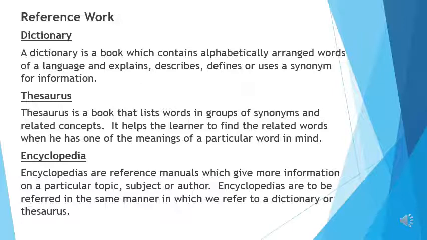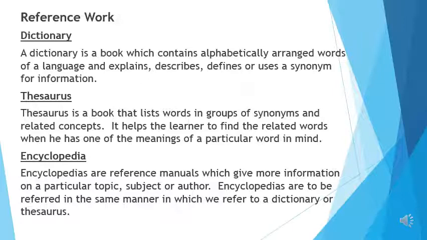There are a lot of reference materials, and the student should develop the skill known as reference skill. The various reference materials include dictionary, thesaurus, and encyclopedia. Okay, so we will see what is a dictionary, what is a thesaurus, and what is an encyclopedia. So we have already discussed the dictionary, and we will see it again. A dictionary is a book which contains alphabetically arranged words of a language and explains, describes, defines, or uses a synonym for information. So this is the definition of a dictionary, and we have already seen what a dictionary is and how to use a dictionary. So next we will move on to thesaurus.